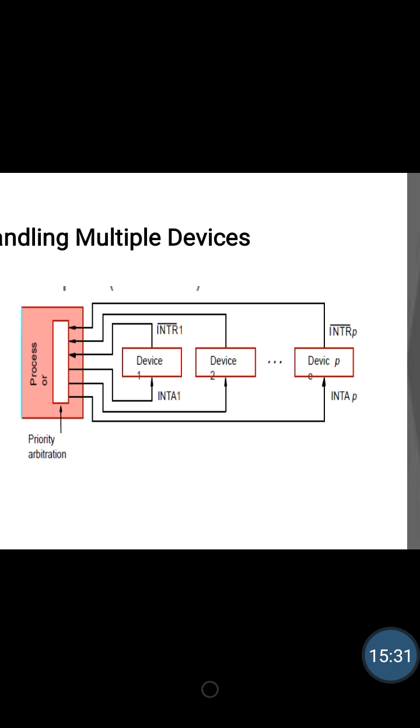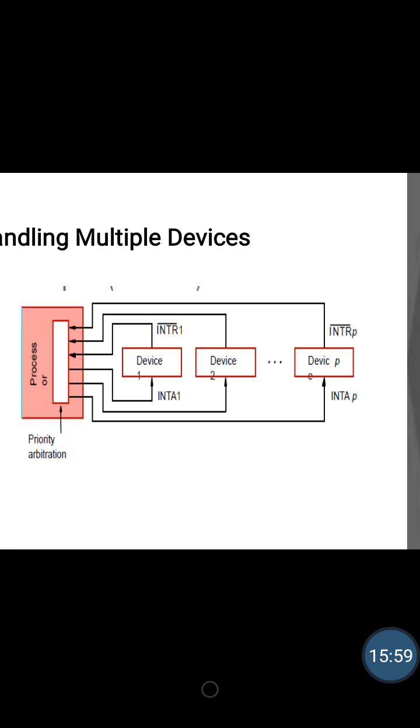If only device 2 requests the interrupt, then what happens? It will send a signal on the INTR2 bar line to the processor, and upon looking at the interrupt request, what will the processor do? It will hold whatever the return address is and come to execute the interrupt routine of device 2 by sending an acknowledgement signal INTA2 to device 2. No problem under such a condition.